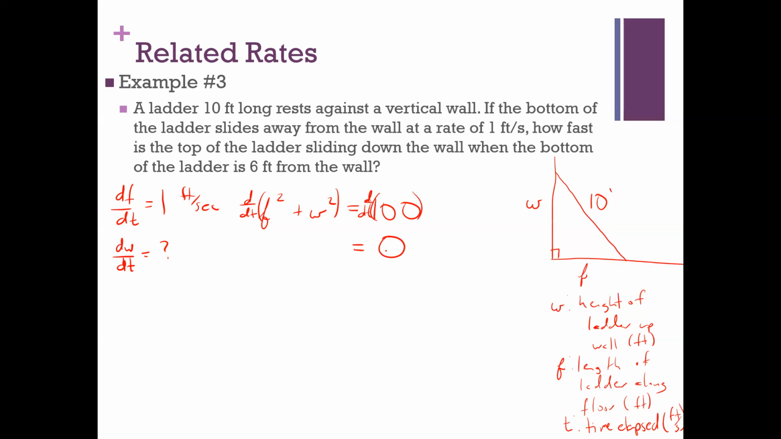What's the left-hand side become? So 2f times df/dt plus 2w times dw/dt. Let's keep an eye out here. I want to solve for dw/dt, which means I better know everything else. We already wrote down df/dt, so I know it. So I know f and w.